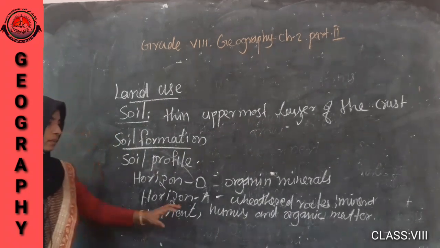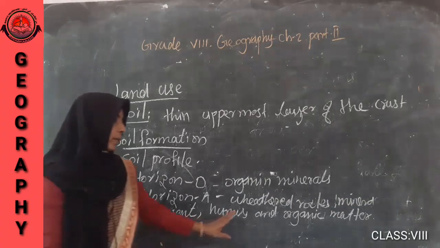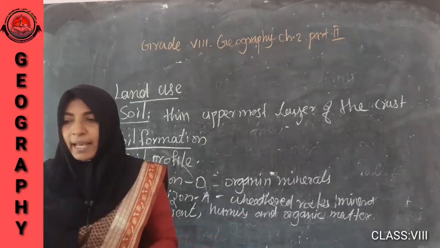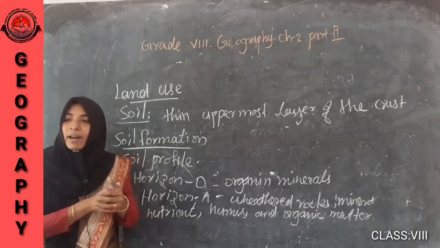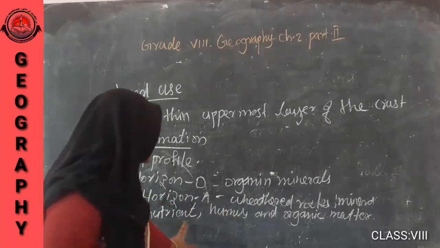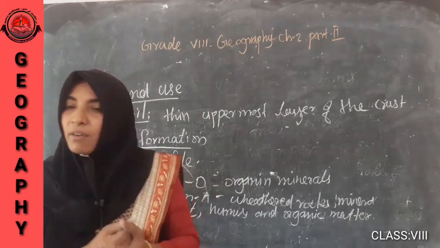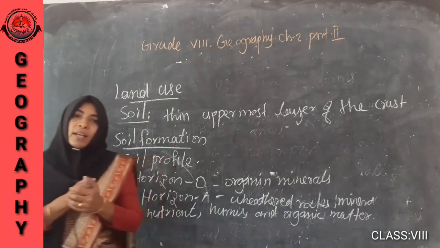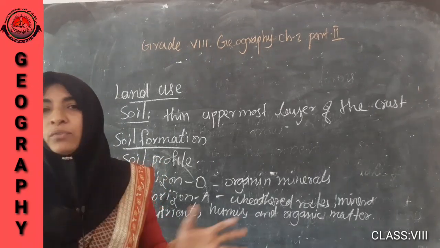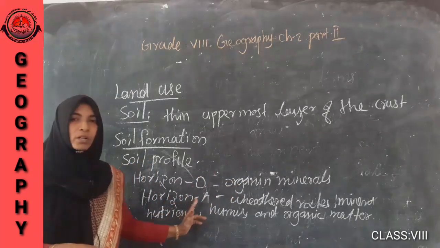Listen, horizon A contains what? Mineral nutrients, humus and organic matter. Sometimes these may wash out because of leaching. Leaching means the running of water. It may vanish from there, from horizon A.